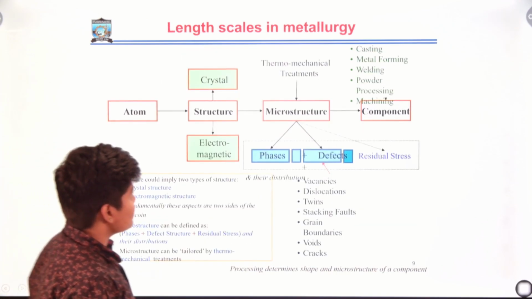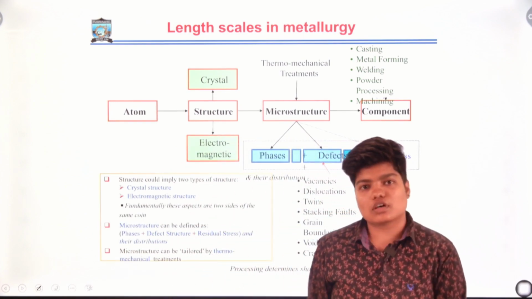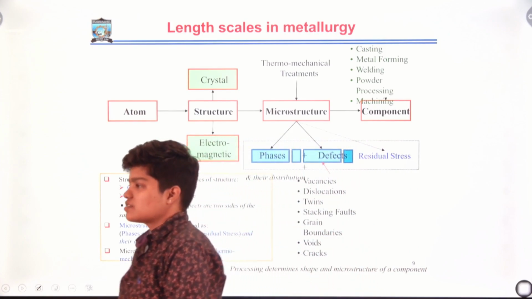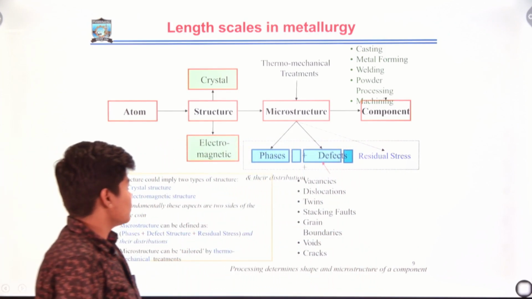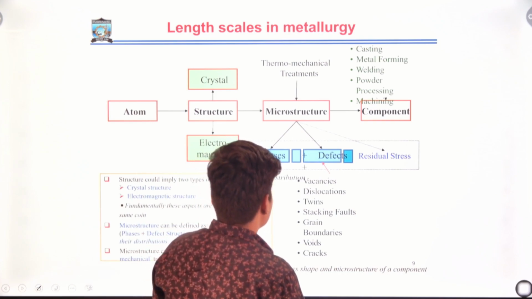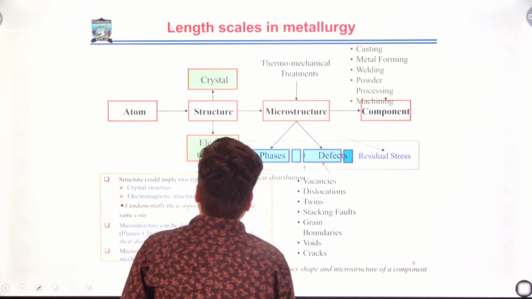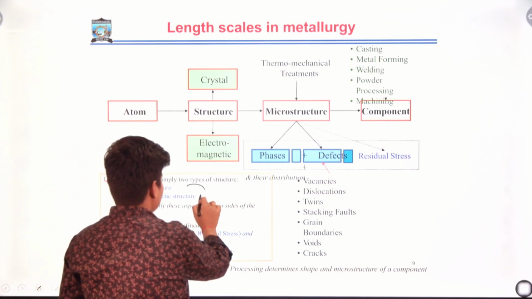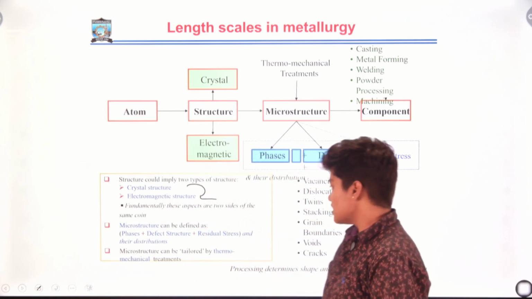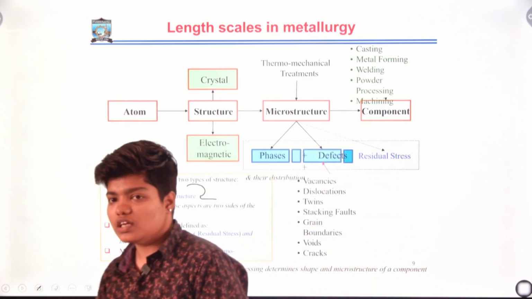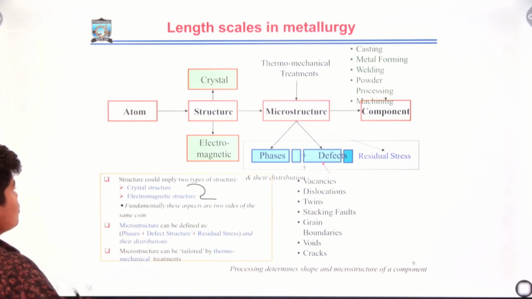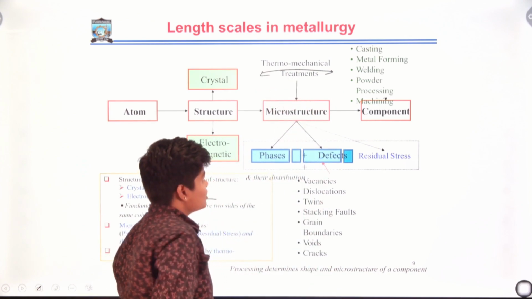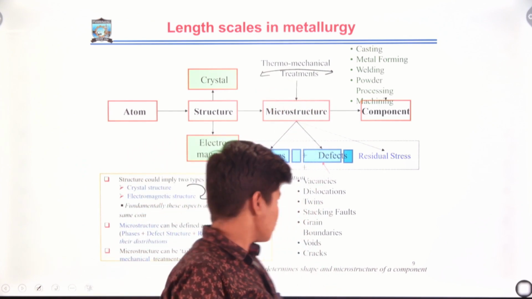So now, what is the length scale in materials? This is very important. We also have to know the length scale according to size. According to the length scale, there are different structures, like nanostructure and microstructure. First, the atomic structure, which could be of two types: crystal structure and electronic structure. Now the microstructure can be transformed from the structure by doing some thermomechanical treatment.